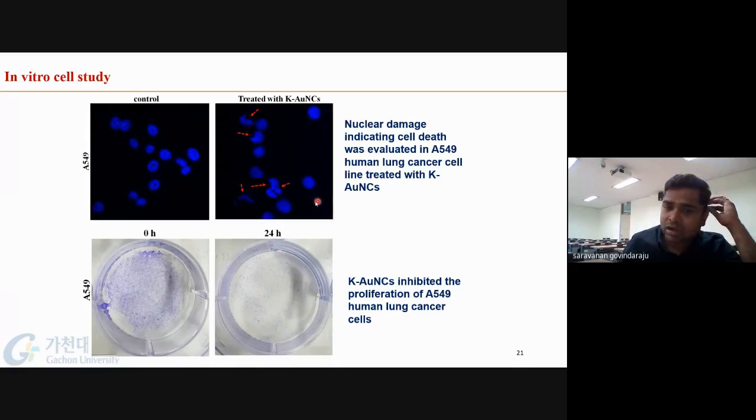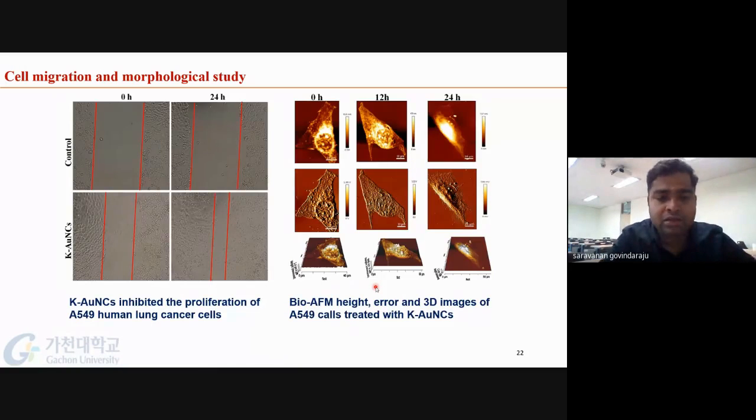Still this work is continuous, not yet finished. The curcumin camphor gold cluster inhibits the proliferation of A549 human lung cancer cells. After 24 hours, the cell proliferation was assessed using the camphor gold cluster. Cell incubation, cell proliferation, and cell migration morphology of the cancer cell were studied using bioAFM, and the cell proliferation was completely done with a control.